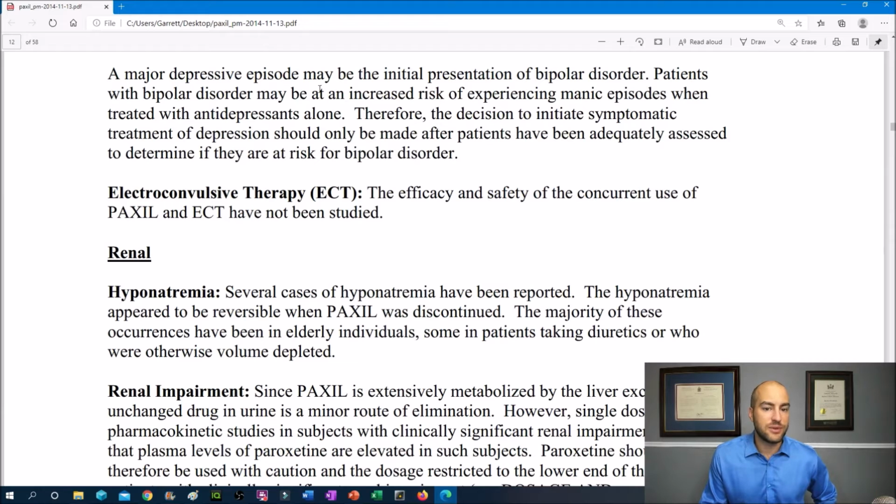A major depressive episode may be the initial presentation of bipolar disorder. Patients with bipolar disorder may be at an increased risk of experiencing manic episodes when treated with antidepressants alone. Therefore, the decision to initiate symptomatic treatment of depression should only be made after patients have been adequately assessed to determine if they are at risk for bipolar disorder. Electroconvulsive therapy, or ECT. The efficacy and safety of concurrent use of Paxil and ECT has not been studied.